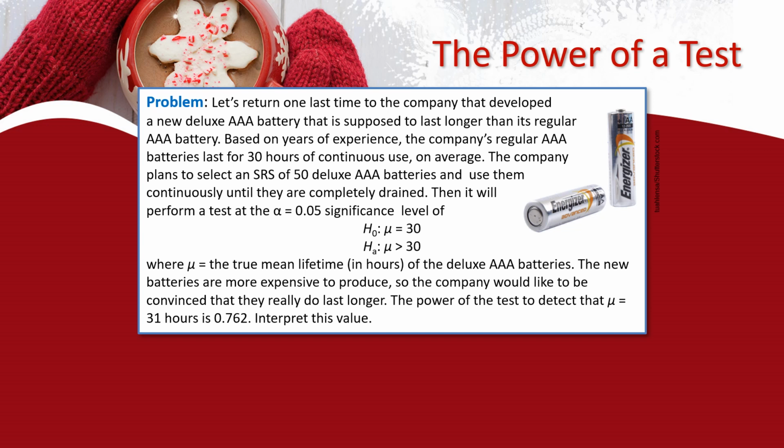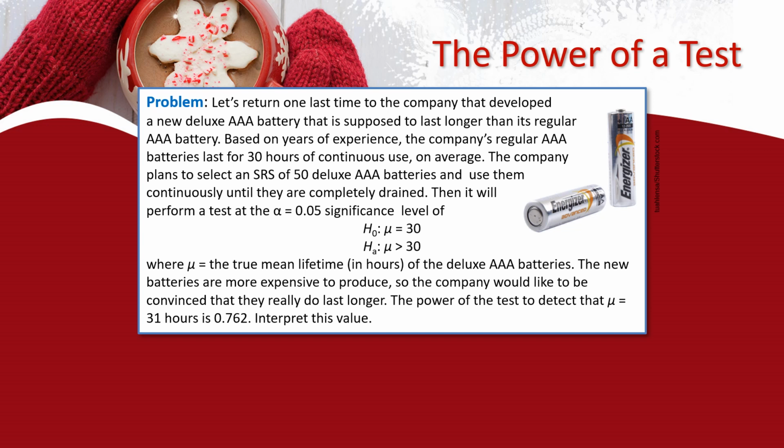Then it will perform a test at the alpha of 0.05 significance level with the following hypotheses. Our null is mu equals 30, our alternate is mu greater than 30, where mu is the true mean lifetime in hours of the deluxe AAA batteries. The new batteries are more expensive to produce, so the company would like to be convinced that they really do last longer, because if they don't, what's the point of making them? So the power of the test to detect that mu is actually 31 hours instead of 30 is 0.762. Interpret this value. Again, interpret this value means what does 0.762 mean?